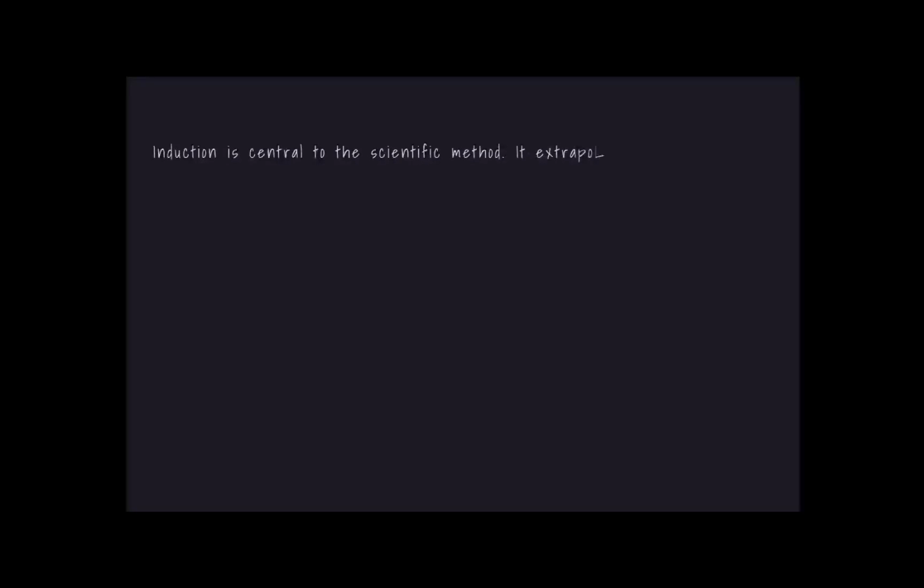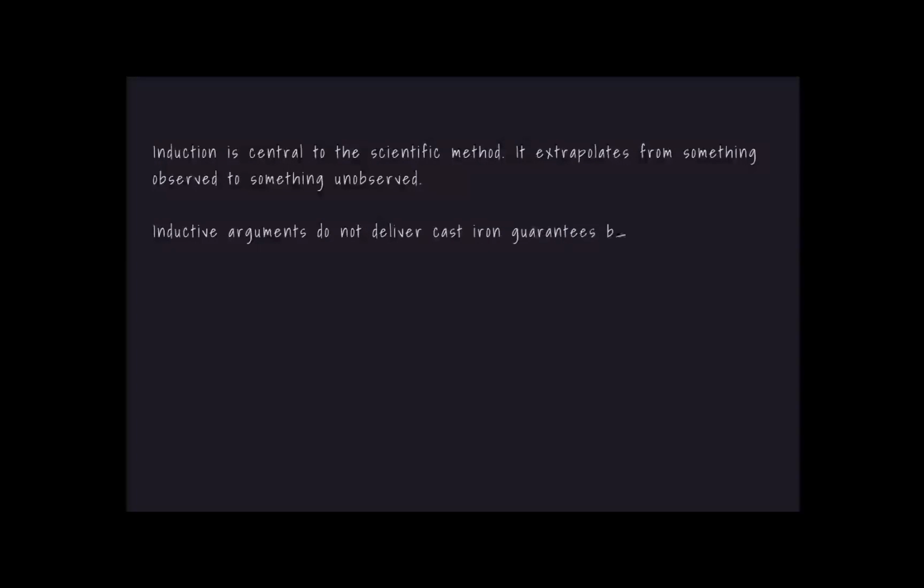Now, induction is central to the scientific method, and it rests on an extrapolation from something observed to something unobserved. And such an extrapolation assumes that future observations will be like past observations. Inductive arguments, even at their strongest, do not deliver perfectly strong guarantees because all such arguments rely on the principle of the uniformity of nature, as David Hume called it.